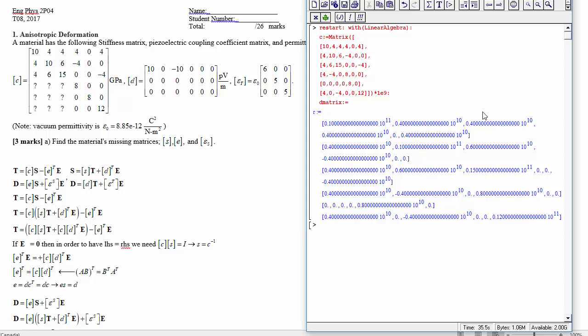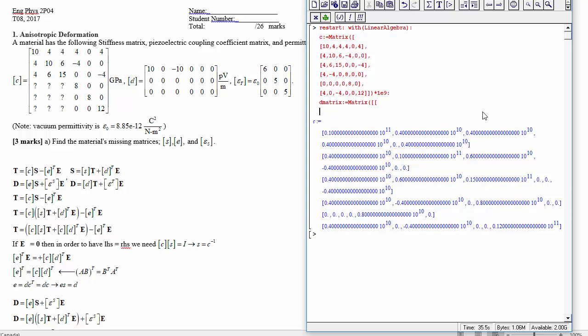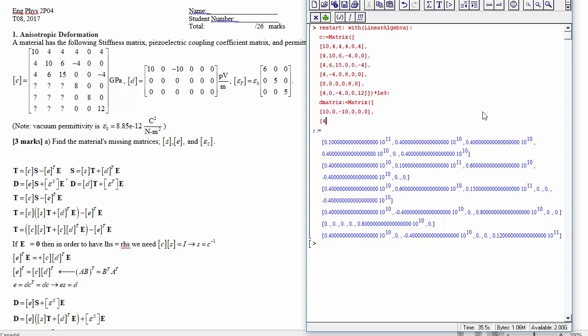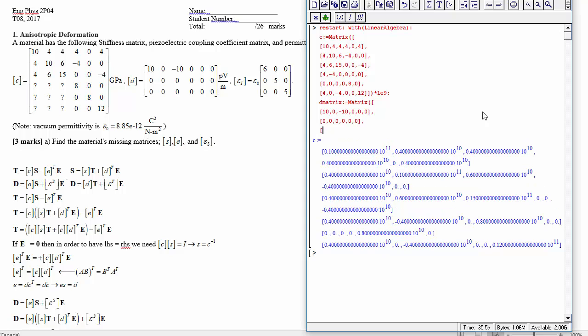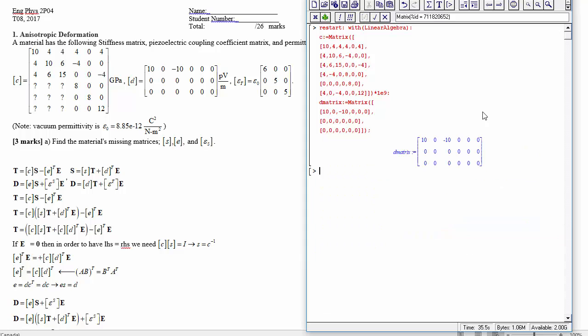D matrix is matrix 10, 0, negative 10, 0, 0, 0. Now this is just for some material that I made up, so we might have some interesting properties. 0, 0, 0, 0, 0, 0, and 0, 0, 0, 0, 0, 0. Again, this has some interesting units, so that's E minus 12 picovolts per meter.